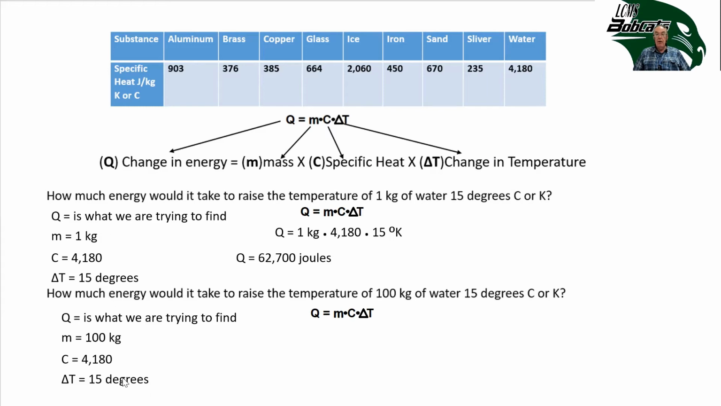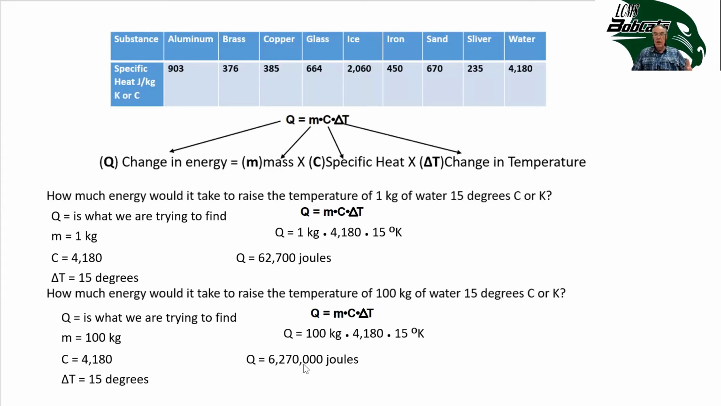So they're both going to change temperature the same amount. So if we had two samples of water and they were both at 50 degrees, and we heated them by 15 degrees, they'd both end up at 65 degrees. So we can substitute now, mass is 100 times the same specific heat of water times the same 15 degrees. Now it's 6,270,000 joules of energy to change the water. Notice we have 100 times as much water and it takes 100 times as much energy.